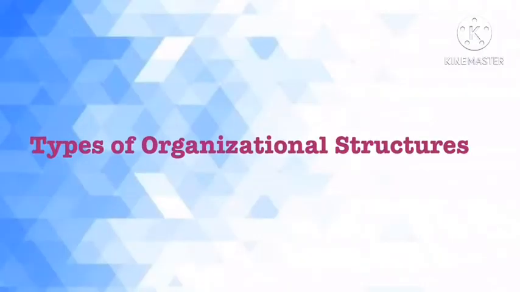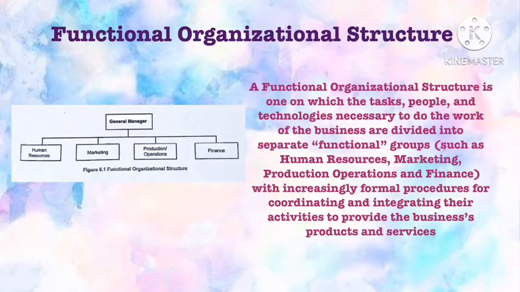Types of organizational structures. A functional organizational structure is one in which the tasks, people, and technologies necessary to do the work of the business are divided into separate functional groups, such as human resources, marketing, production operations, and finance, with increasingly formal procedures for coordinating and integrating their activities to provide the business products and services.